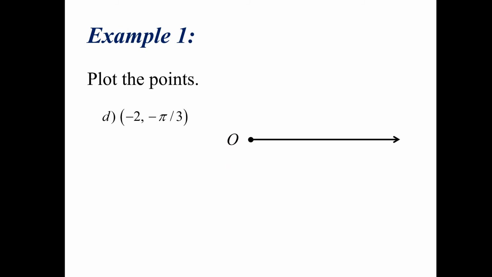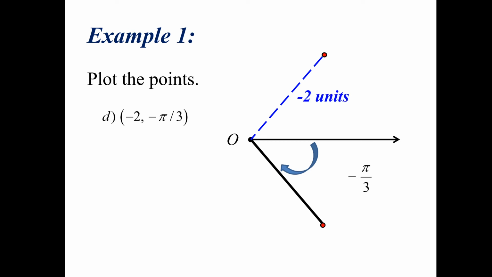And here's another one, negative pi over 3. It's supposed to be down here in quadrant 4. But now it's negative 2. So if that's negative 2, it's reflected over the origin. It's a point of reflection. Okay, so it's going back to the top. So negative 2 units.